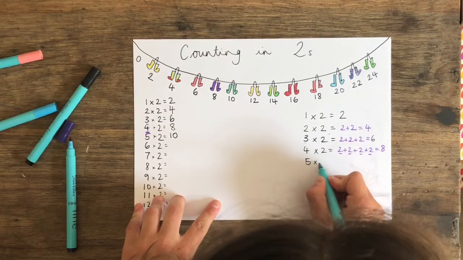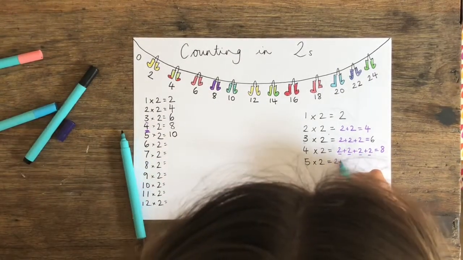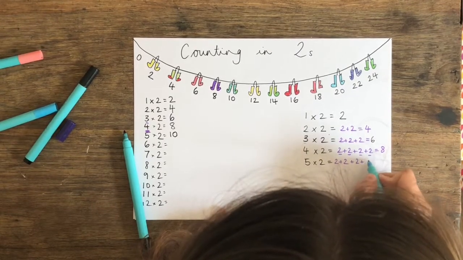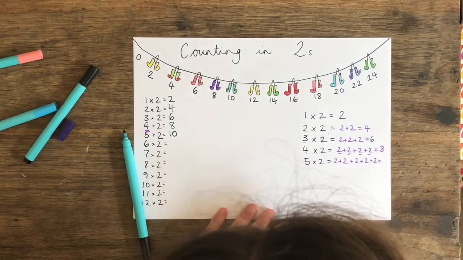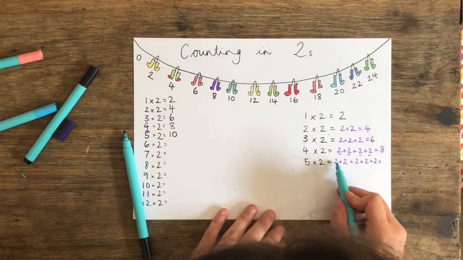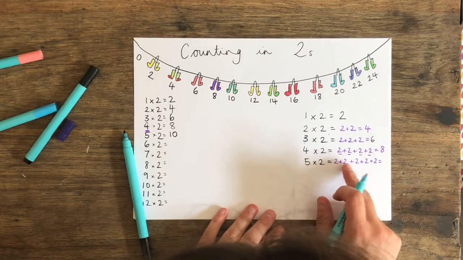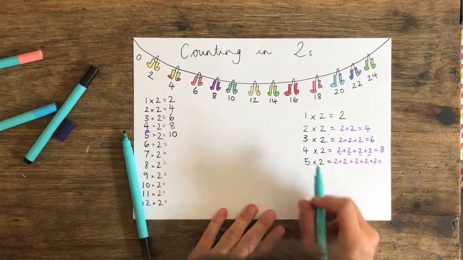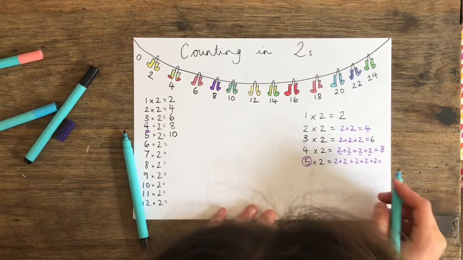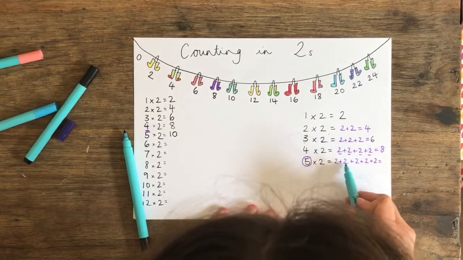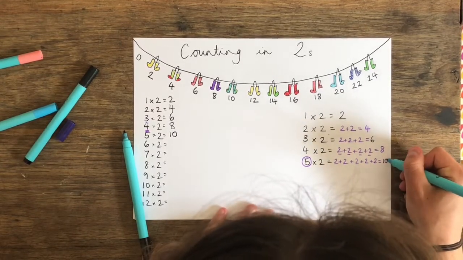It's the same as saying, here we go, 2 plus 2 plus 2 plus 2 plus 2. How many 2's do you think I should have? If I've got 5 of them, how many 2's should I have here? 1, 2, 3, 4, 5. You're right, because I've got 5 times 2. So I'm using repeat addition, and we've just found out that 2 plus 2 plus 2 plus 2 plus 2, 2, 4, 6, 8, 10 is 10.